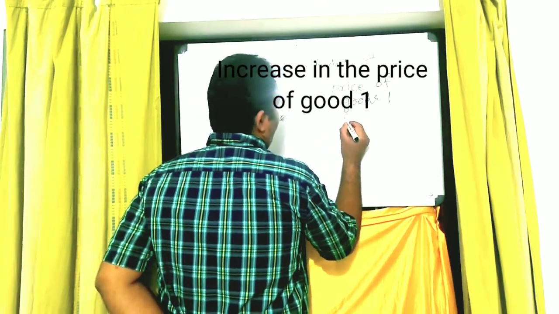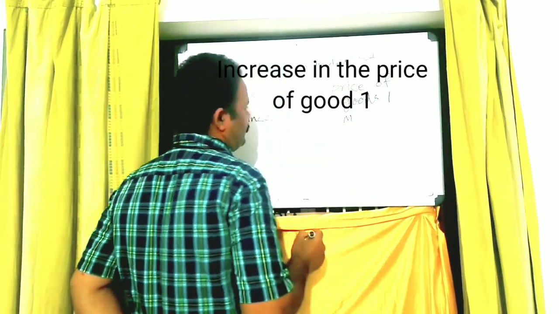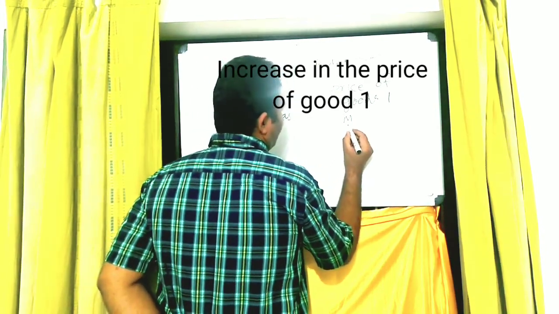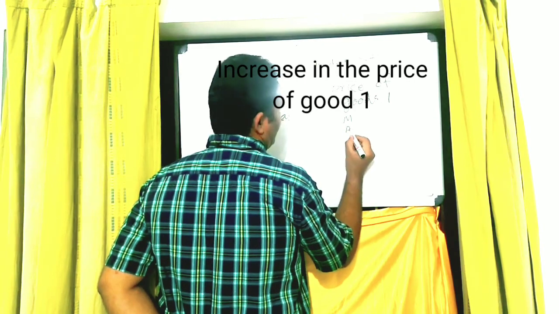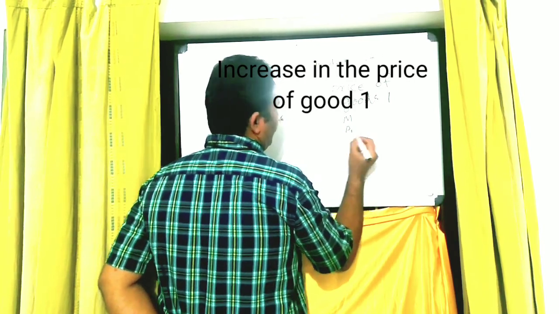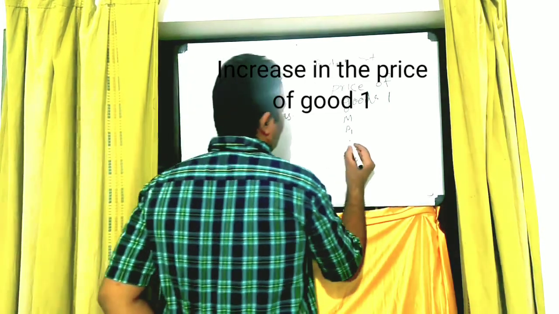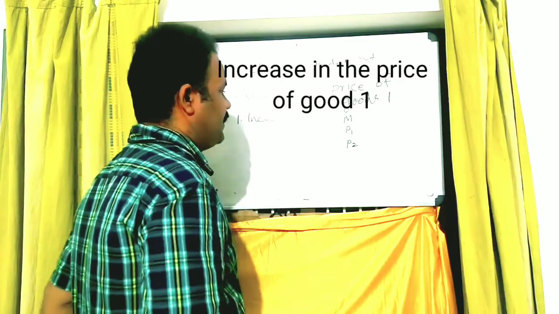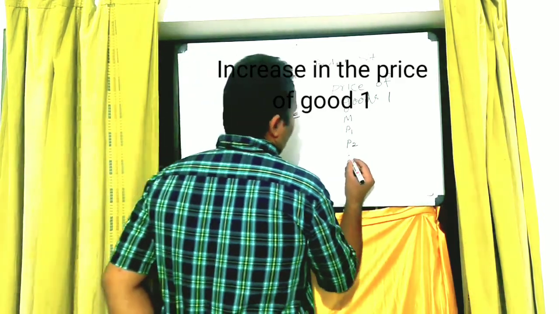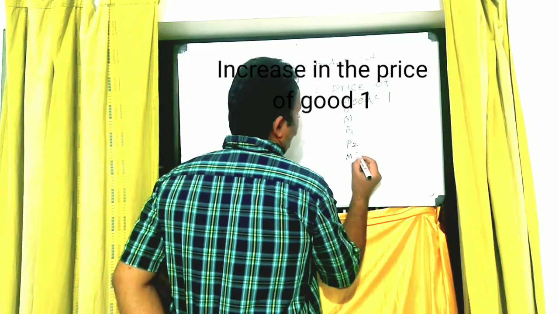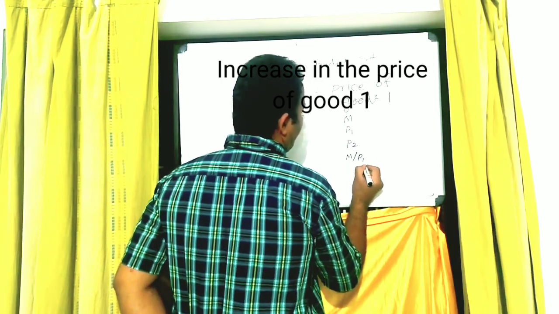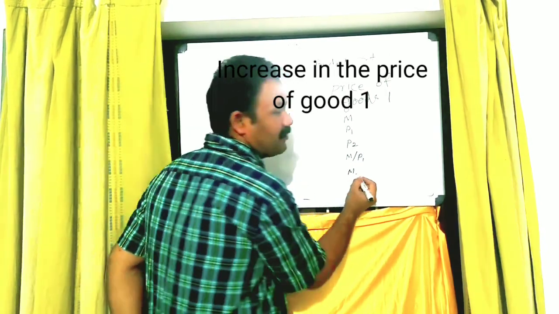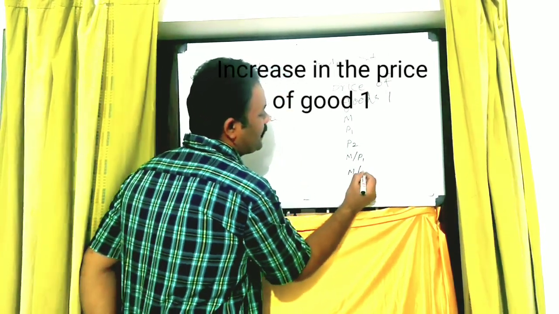Here, income is M, price of the first commodity, that is P1 here in the first case. Price of the second commodity, that is P2 here. Then the initial horizontal intercept, that is M by P1, and the initial vertical intercept, that is M by P2 here.